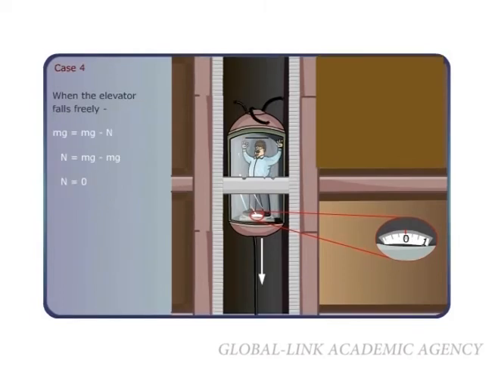When the elevator falls freely, that is when the cables break, both the person and the weighing machine fall with the same acceleration. mg is equal to mg minus N, or N is equal to mg minus mg, which is equal to 0. Thus, the apparent weight of a freely falling person or object is 0. That is, a person or an object appears weightless when falling freely under the influence of gravity.